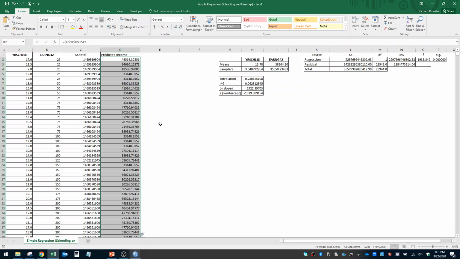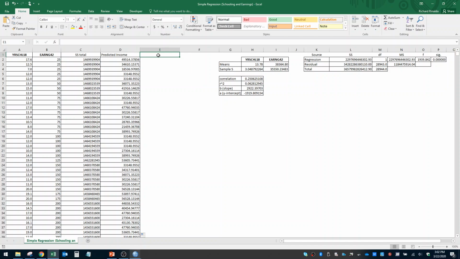So what I'm looking to see is how well my model predicts. Because what I'm saying with my equation is every year of schooling adds basically $2,900 to a person's income. So I'm predicting that the more years of schooling you have, the higher your income. It seems to fit. Now, what I want to do is look at diagnostics.